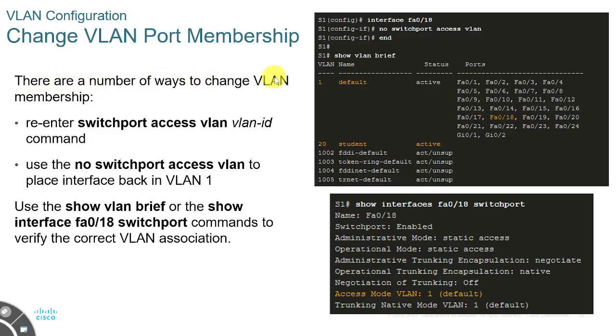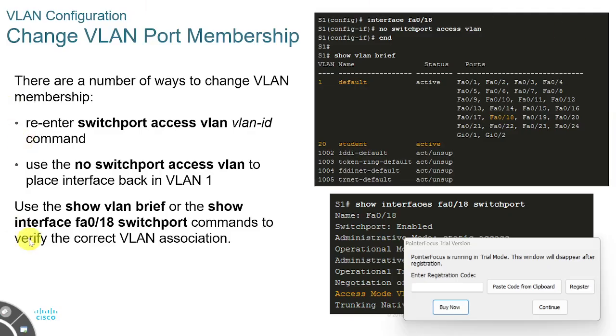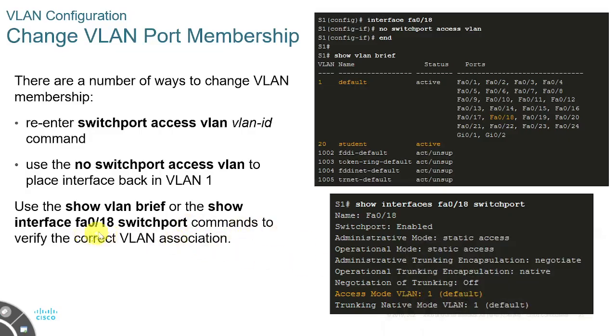So these are the ways to change VLAN membership, and we have to check them. Re-enter switchport access vlan ID and check what will happen. Use no switchport access vlan to place the interface back in VLAN 1. So to make the VLAN back to VLAN 1, the default, use this no switchport access vlan. Then use the show vlan brief or show interface switchport commands to verify the correct VLAN association. Okay.